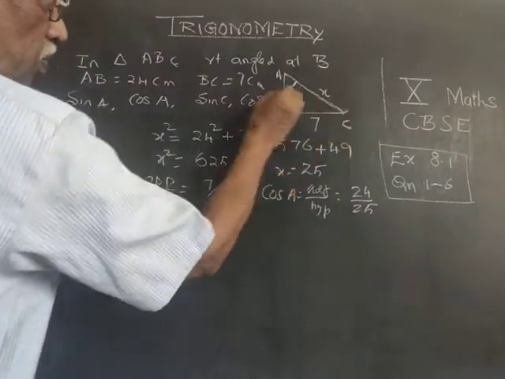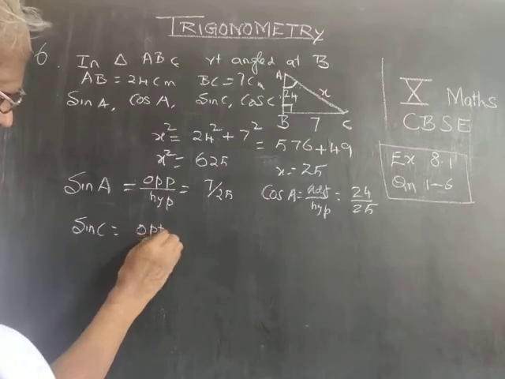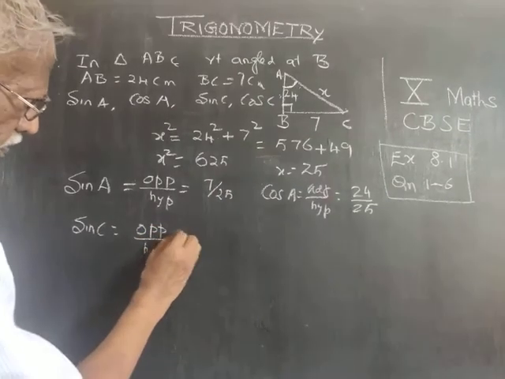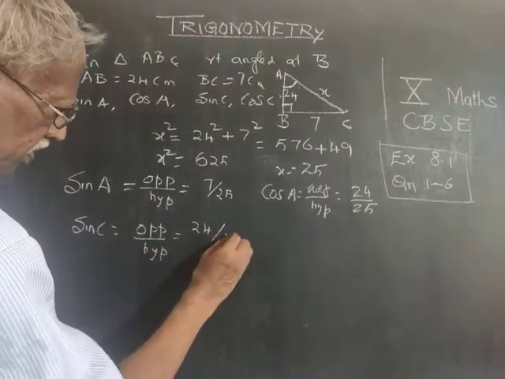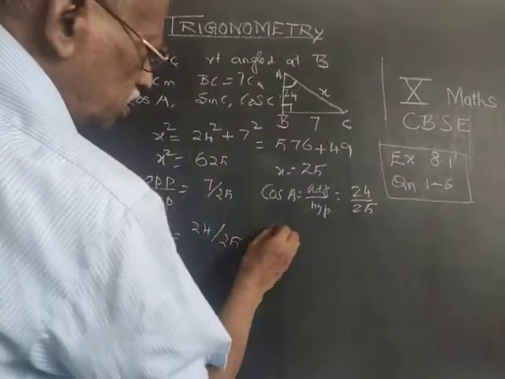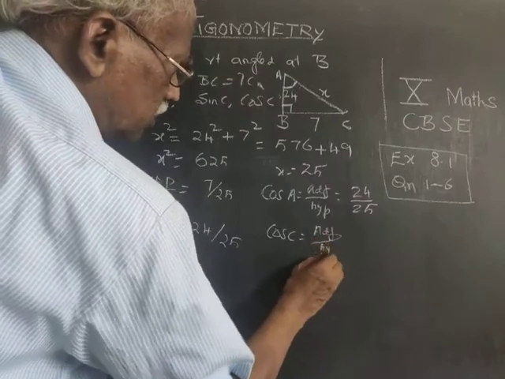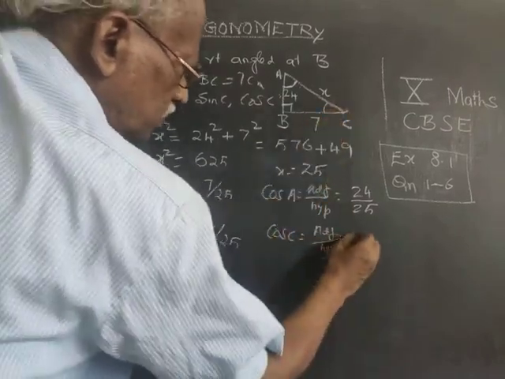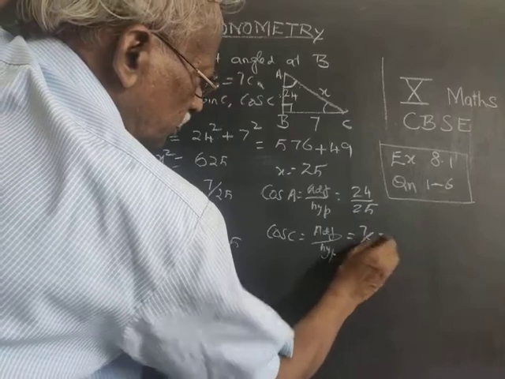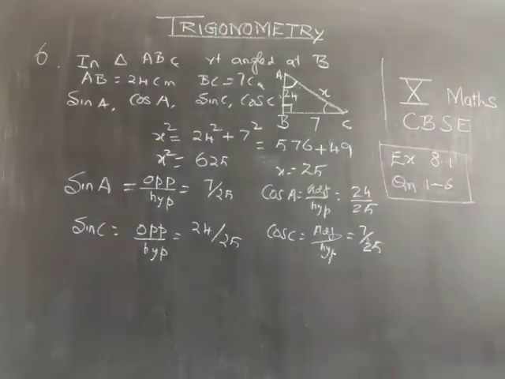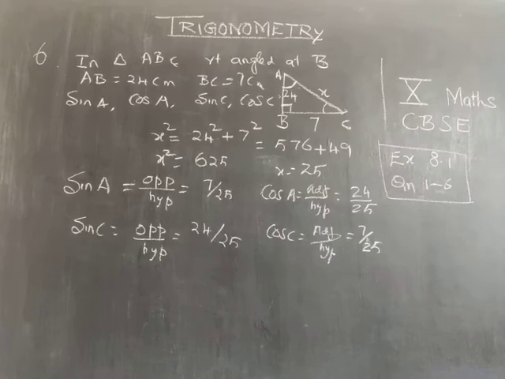Here is C. Therefore opposite is 24. Hypotenuse remains the same. 24 by 25. And what is cos C? Cos C is adjacent by hypotenuse. Adjacent for this angle is 7. 7 by 25. So the problem is over. A very simple problem. So all that you have to remember is sin theta and cos theta, that is opposite by hypotenuse and adjacent by hypotenuse. Okay? So shall we go for the 7th one?